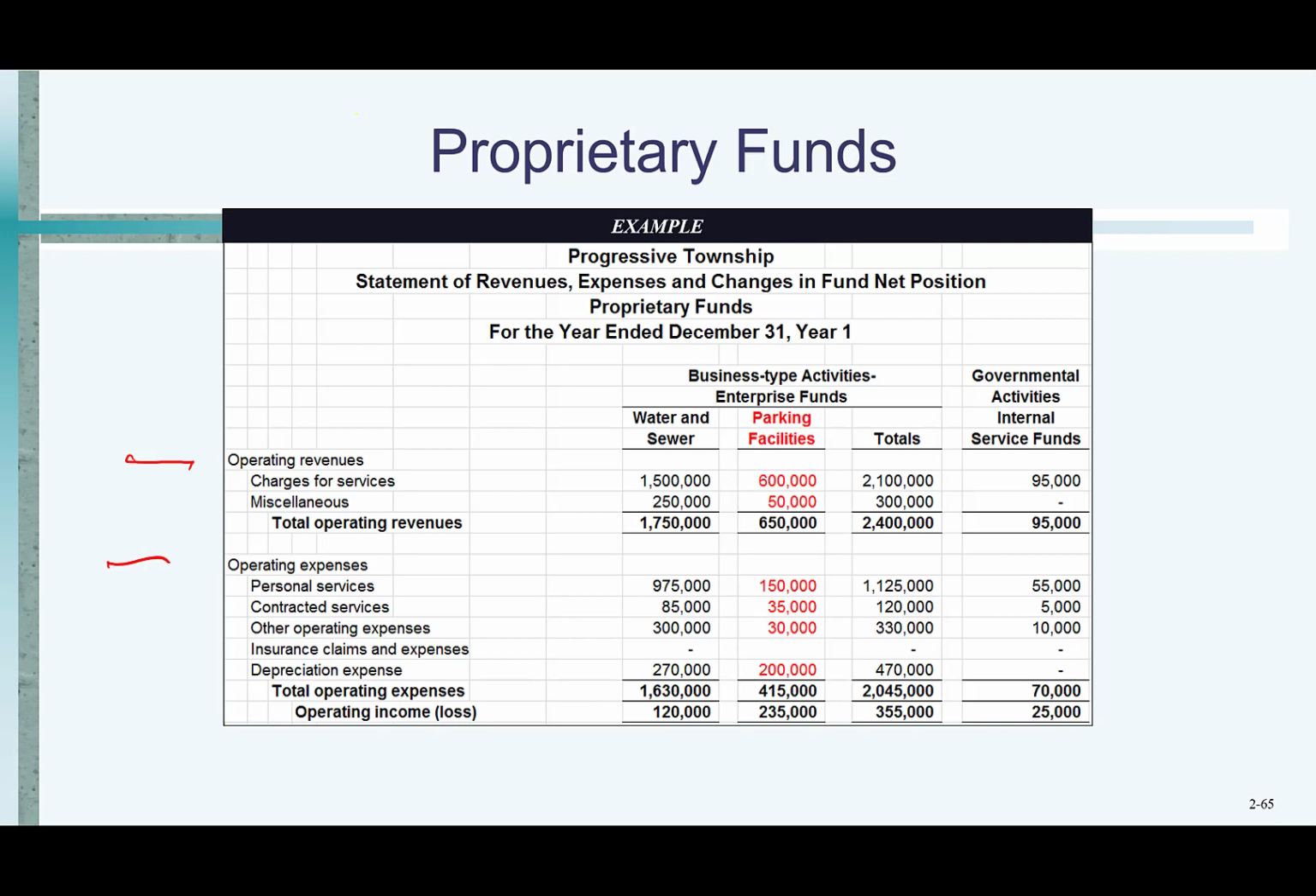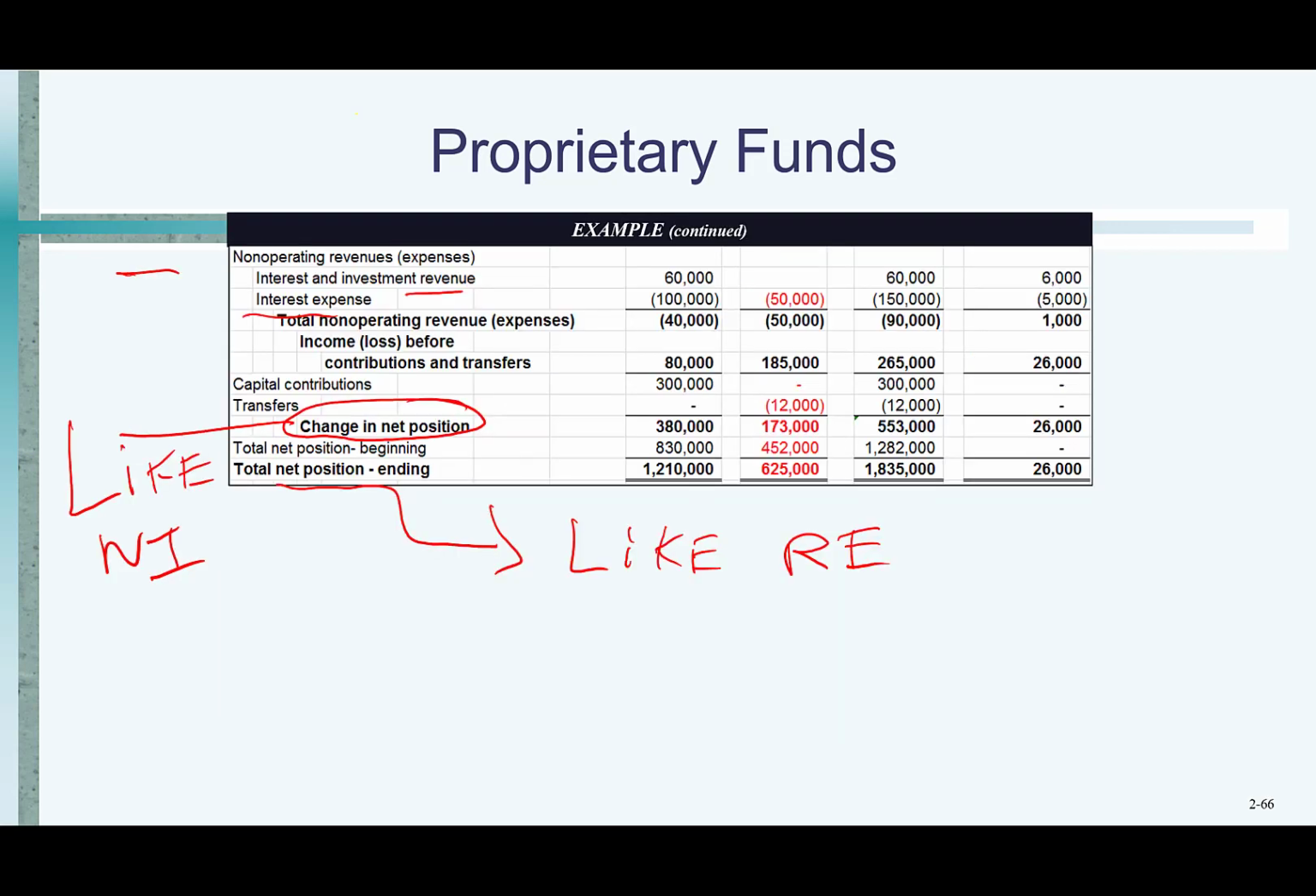Now, when we look at the statement of revenues, expenses, and changes in fund net position, our income statement, notice, guys, we're using the commercial version, aren't we? That I wrote up on the board earlier that I shouldn't have erased. So we have operating revenue, we have operating expenses. The difference between operating revenue and operating expenses is our operating income. We then report our non-operating items. Examples of non-operating items would include interest, gains and losses on sale of equipment, etc. Okay, good. Our change in net position is like net income.